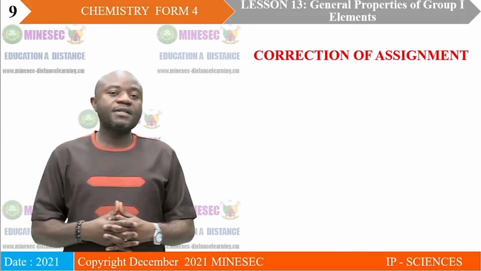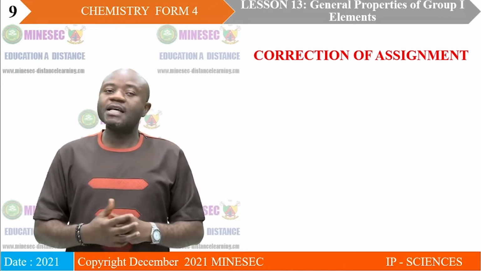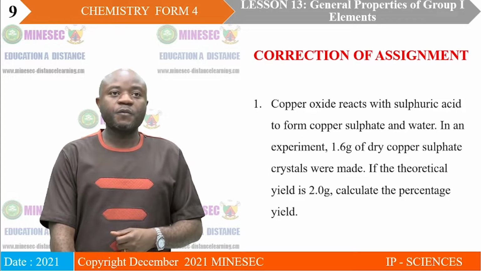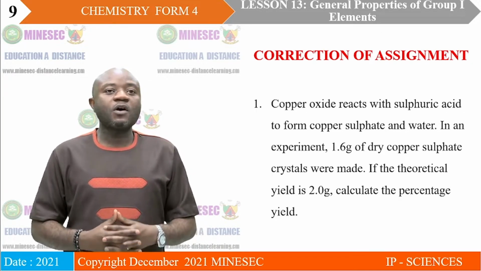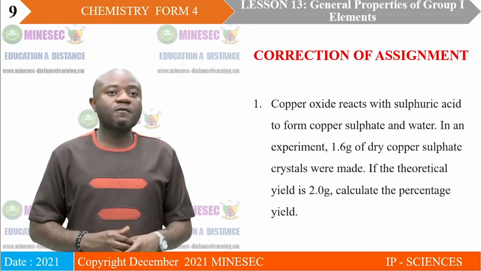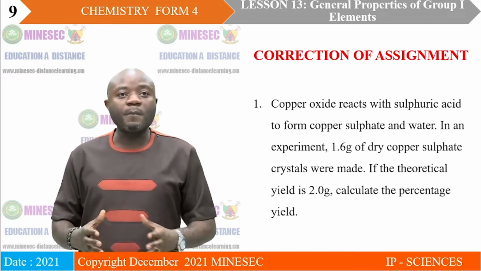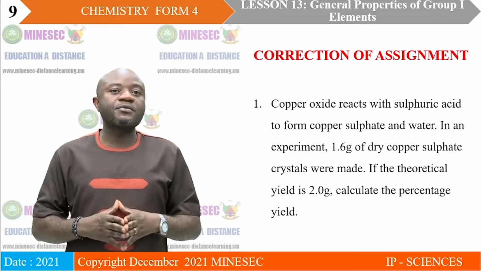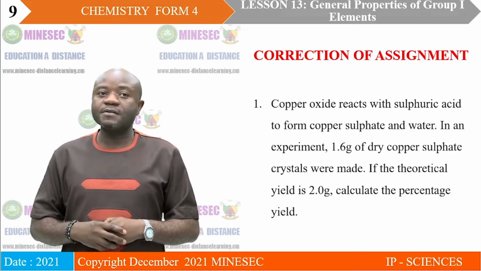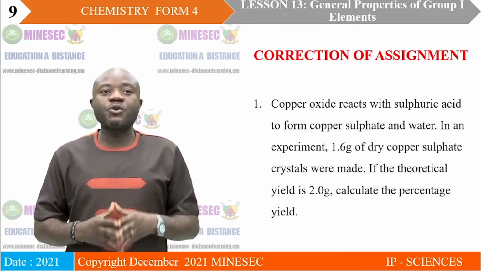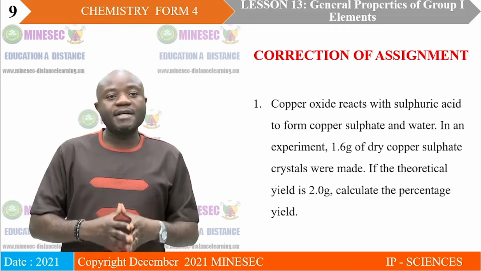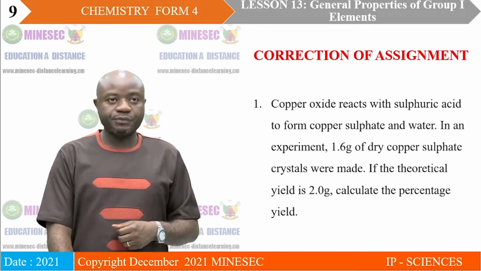Before we get into our lesson proper, I would like us to check the assignment that we did in our last lesson, lesson 12. This is the assignment. Copper oxide reacts with sulfuric acid to form copper sulfate and water. In an experiment, 1.6 grams of dry copper sulfate crystals were made. If the theoretical yield is 2.0 grams, calculate the percentage yield for this reaction.